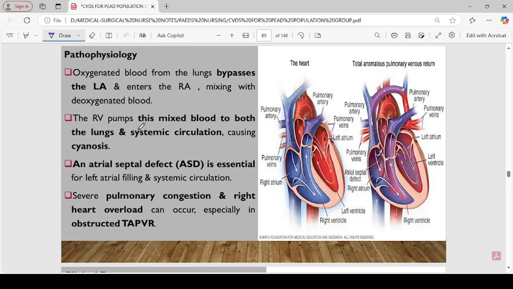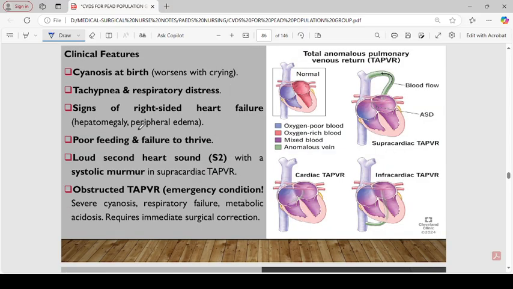So oxygenated blood from the lungs bypasses the left atrium and enters the right atrium, mixing with deoxygenated blood. So the right ventricle pumps this mixed blood to both lungs and systemic circulation, causing cyanosis. An atrial septal defect is essential for the left atrial filling and systemic circulation. Severe pulmonary congestion and right heart overload can occur, especially in obstructed total anomalous pulmonary venous return.